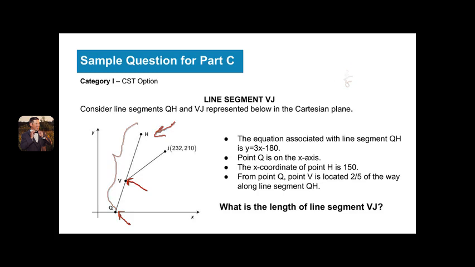If you're stuck when you're looking at questions like this, always remember the three questions. What do I need? Line segment VJ. What do I have? This point, the 2/5, everything we've labeled. And what can I solve with what I have? So at least you know that, hey, I can do a division point, or I can plug in that 150 and solve for H, or I can plug in y is 0 and get the x-intercept.